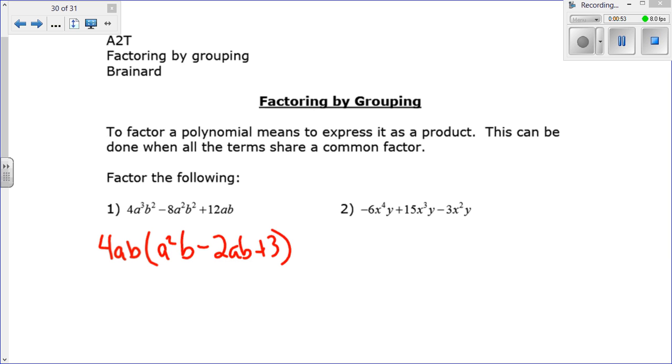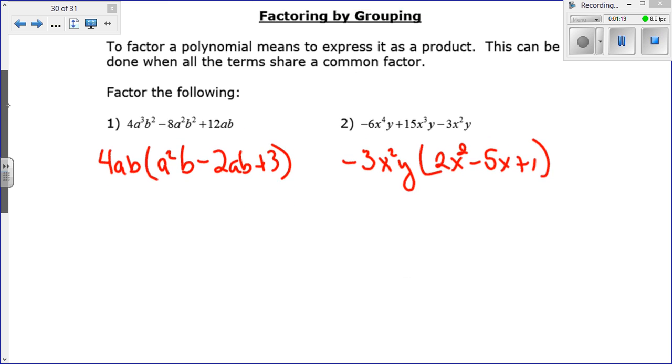For number 2, I have negative 6x to the fourth y plus 15x cubed y minus 3x squared y. My GCF this time is going to be negative, a negative 3x squared y. And I'll be left with 2x squared minus 5x plus 1. So that's just finding a GCF, which we already know how to do.